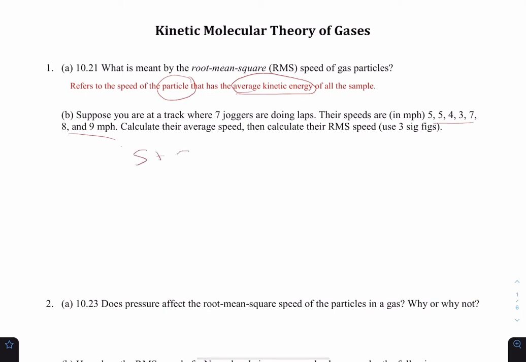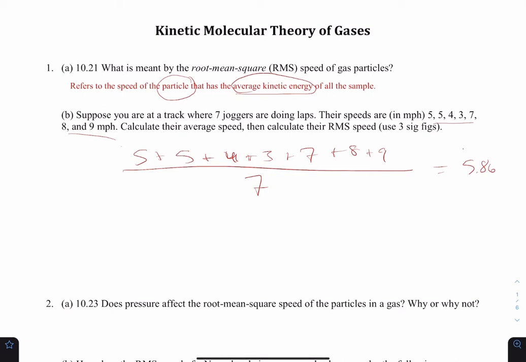5 plus 5 plus 4 plus 3 plus 7 plus 8 plus 9, right? And then divide it by however many there are, which happens to be 1, 2, 3, 4, 5, 6, 7, right? So we're going to divide by 7. And then ultimately, we would get the average speed to be about 5.86 using 3 sig figs. So this would be the average speed. I'm just going to put average over here.